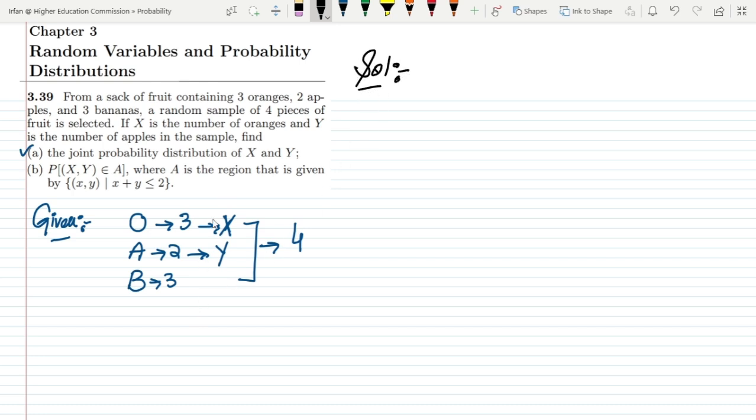We can see very clearly that the total number of pieces of fruit is 3 plus 2 plus 3, which is 8, and from 8 I have to select 4. So the total selections are, from 8 choose 4, which is 8 factorial divided by 4 factorial times (8 minus 4) factorial, and this would be 70. Okay, so these are the total 70 selections which can be carried out.